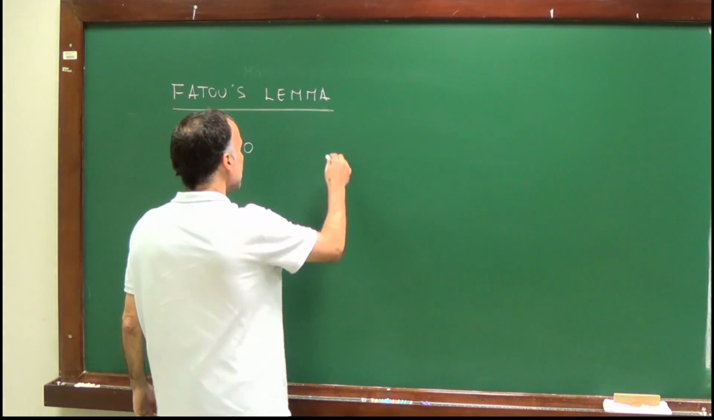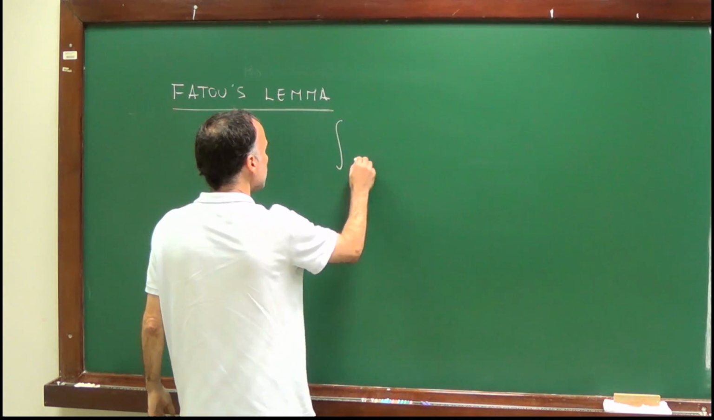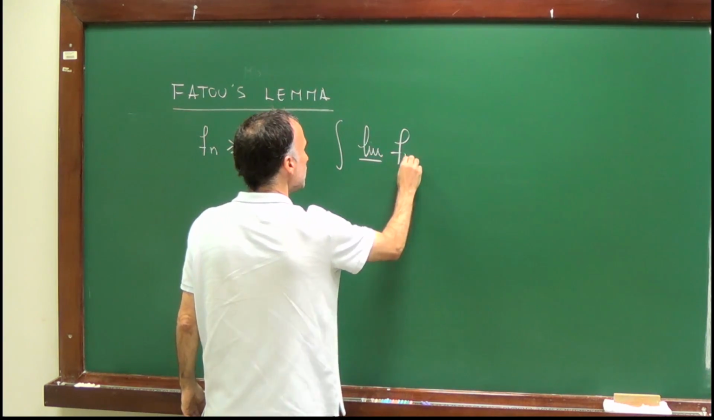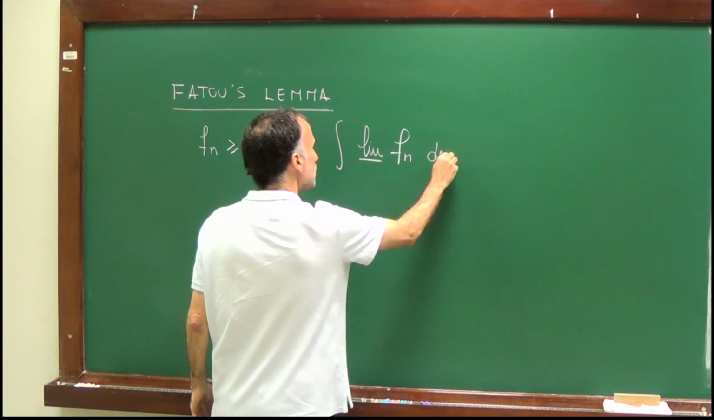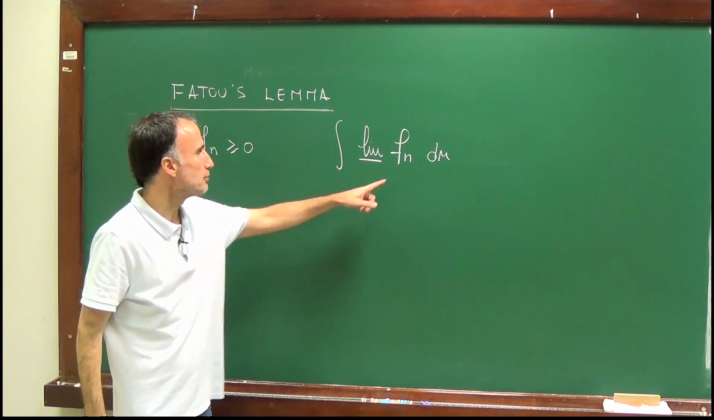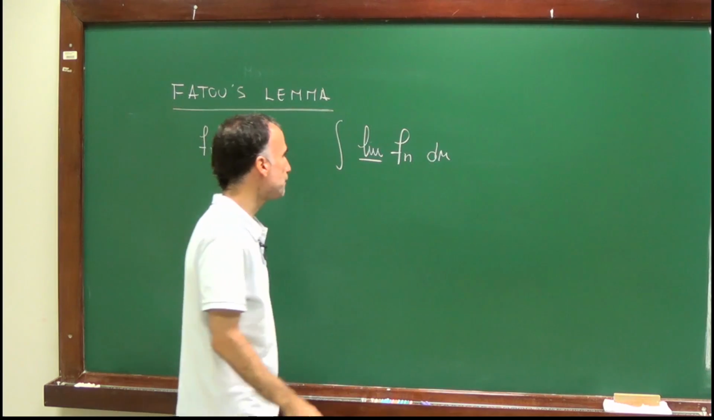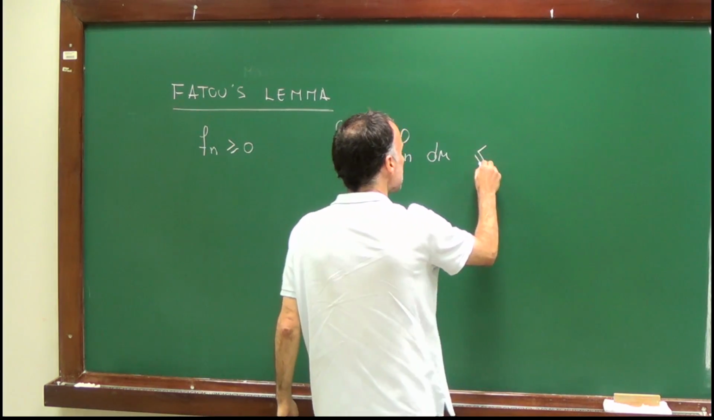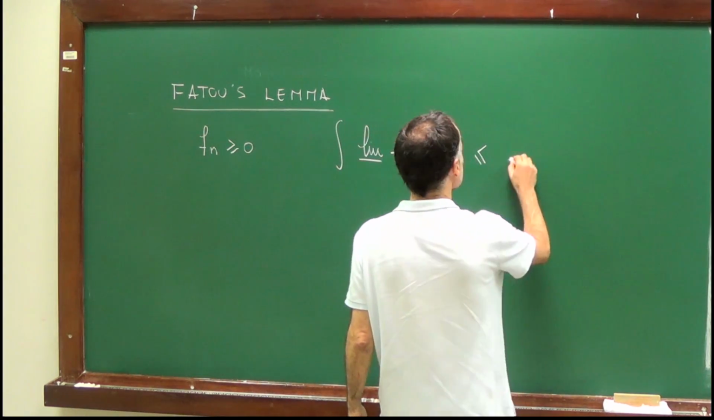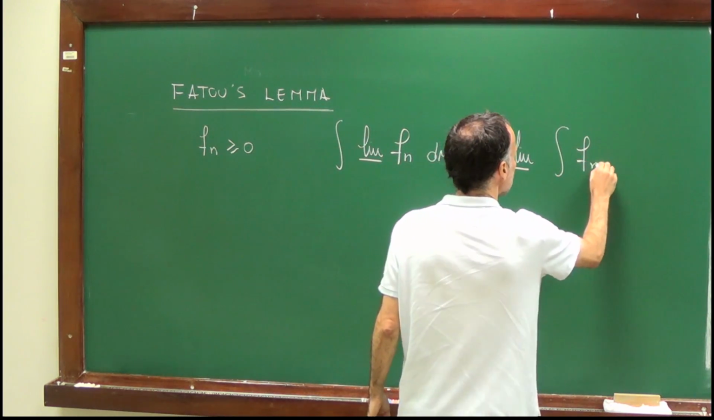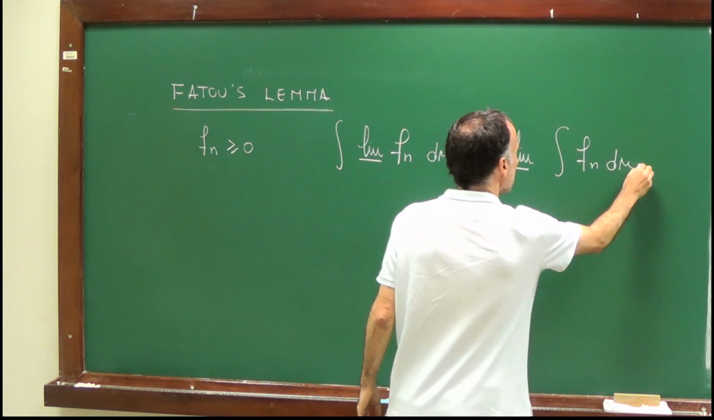And what I claim is that if I take the limit inf of fn d mu, so I have to take the limit inf because maybe this sequence fn does not converge pointwise, that this limit inf is smaller or equal than the limit inf of the integral of fn d mu.